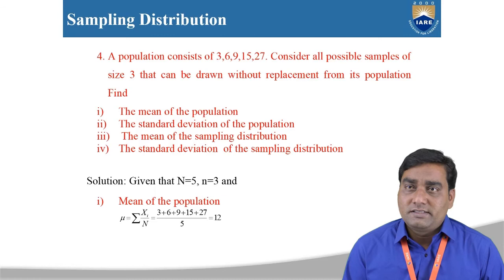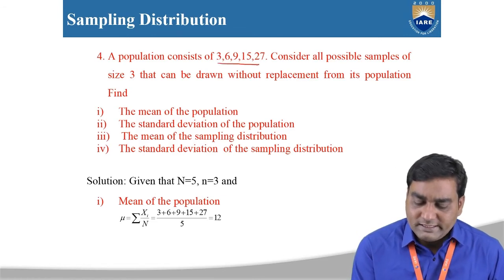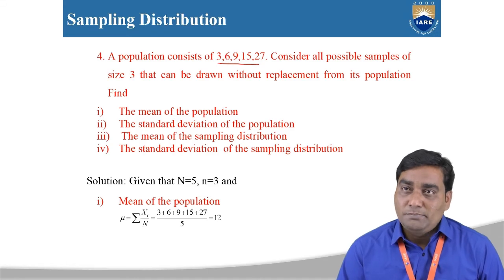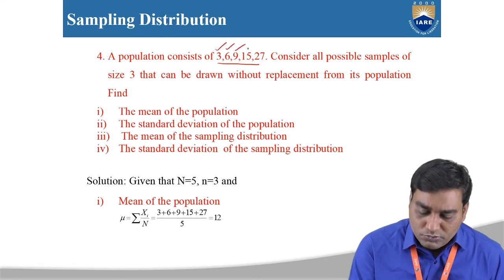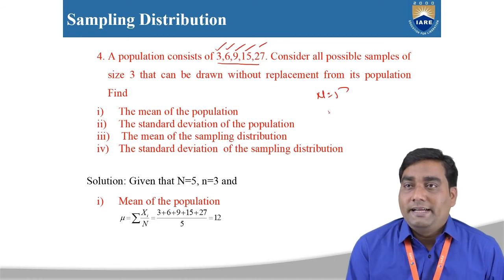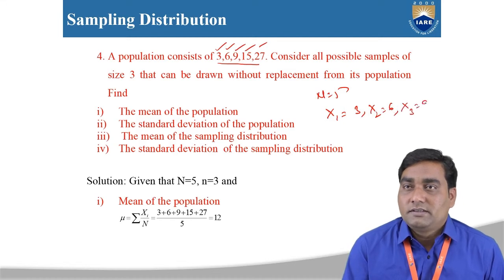A population consists of 3, 6, 9, 15, 27, with population size 1, 2, 3, 4, 5. Capital N equals 5. The first population value is 3, the second is 6, the third is 9, the fourth is 15, and the fifth is 27.